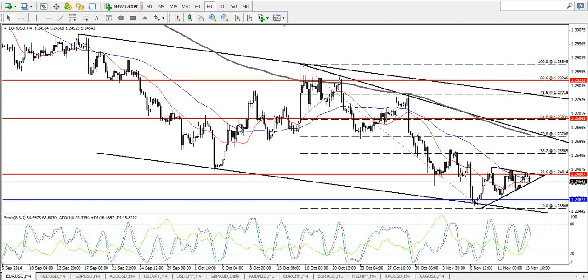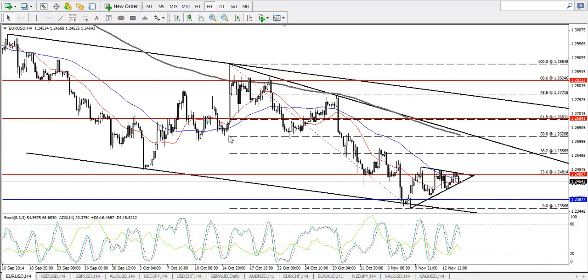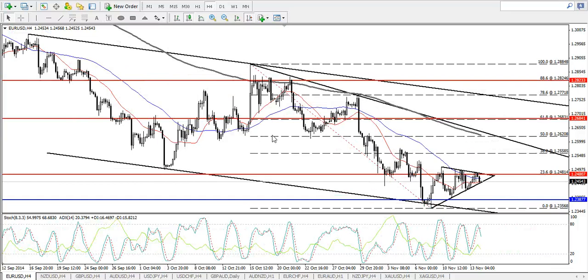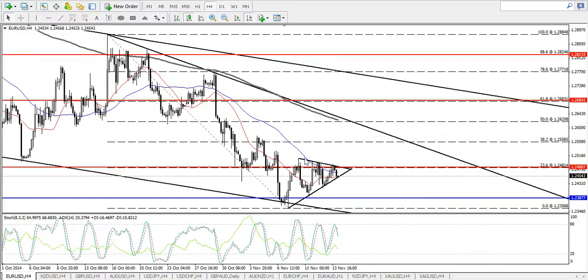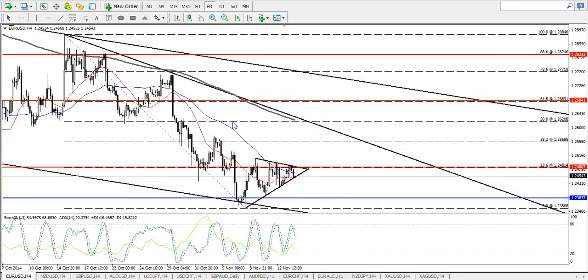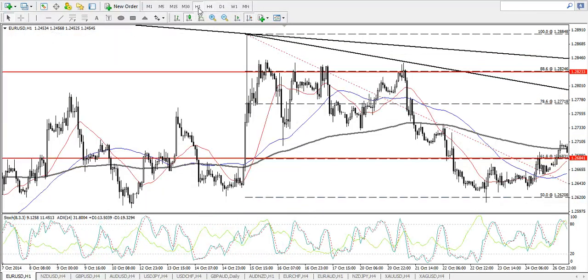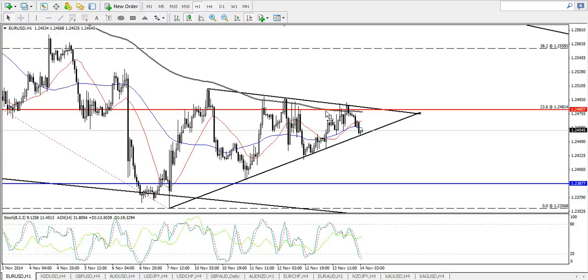Alright, so we're going to start off with the euro against the US dollar. Just a very quick recap: there's a falling trend channel over here. As you can see, this is a 4-hourly chart. Price touched the bottom, rebounded, and right now it's been consolidating within a symmetrical triangle, and we are seeing that it is about to reach the end. Zooming into the 1-hourly chart will make it more clear.